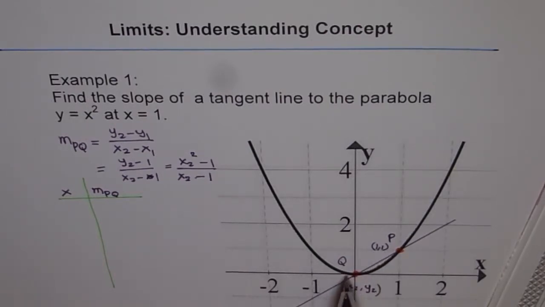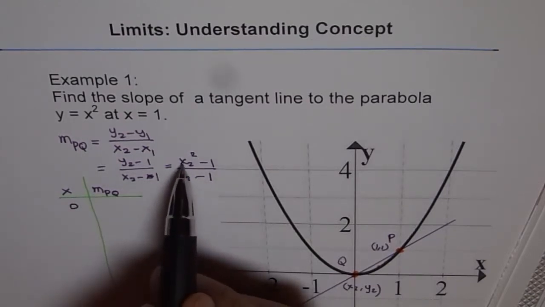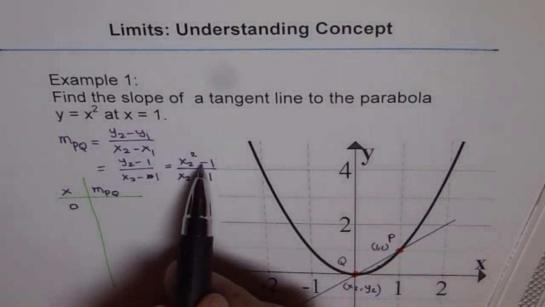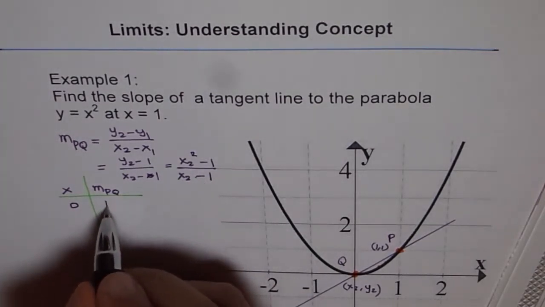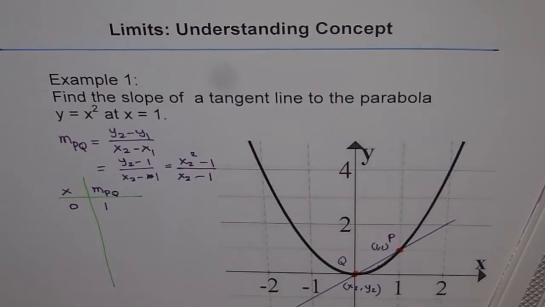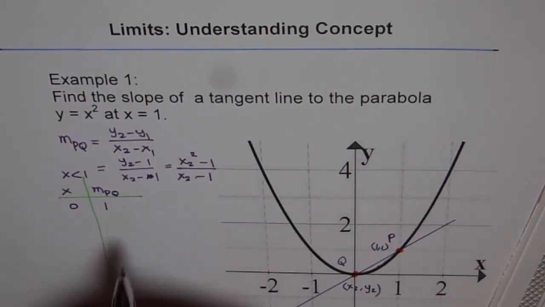I write x equals 0, then this is 0, 0 square is also 0, 0 minus 1 divided by 0 minus 1 gives me a slope of 1, which we can clearly see. Now, we can have other values of x, and we say, well, let x approach 1 from the left side. That means, actually speaking, x is less than 1. We are approaching from the left side.